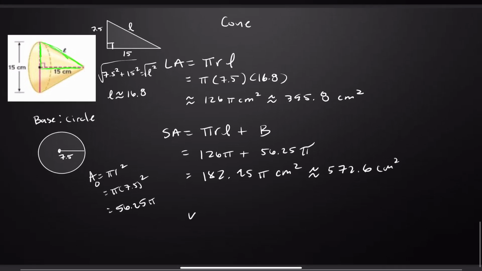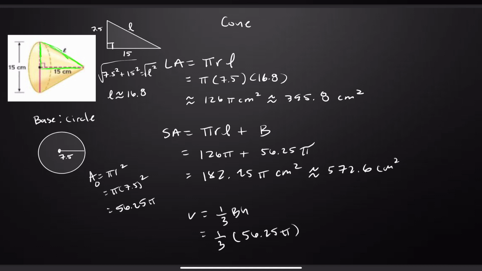And then the volume is 1/3 big B multiplied by the height. So it's going to be 1/3 times the area of the base, which is 56.25 pi. And then the height is just 15. Okay, remember, this is the straight segment here, it's 15. And then this is the slanted segment, that's the slant height. So two different things. This is the height.